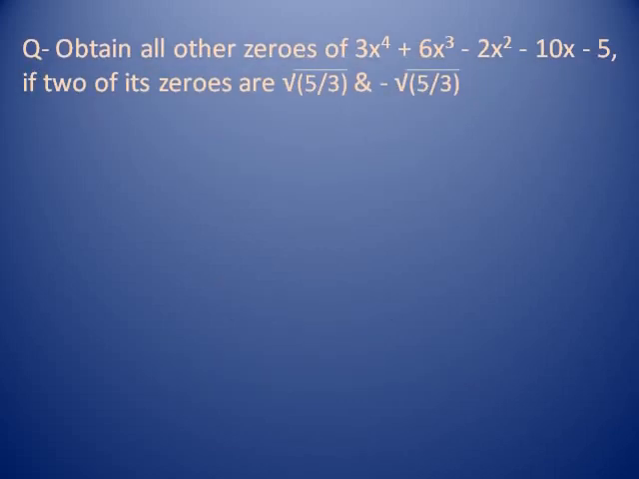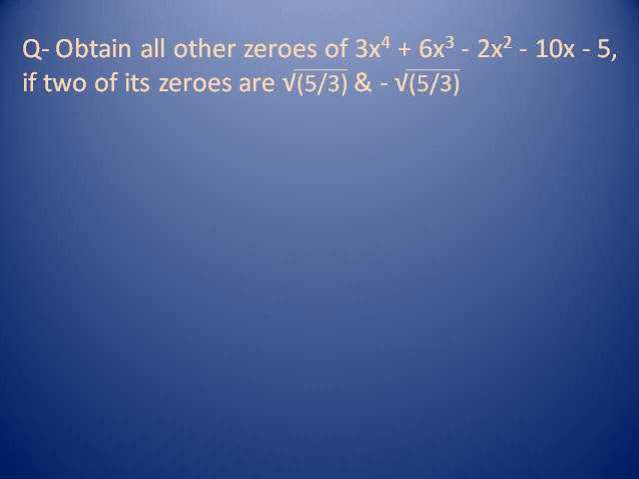So you can see the question here on the screen. Obtain all other zeros of 3x to the power 4 plus 6x cubed minus 2x square minus 10x minus 5, if two of its zeros are square root 5 by 3 and minus square root 5 by 3. So here you can see that we have a polynomial with degree 4.